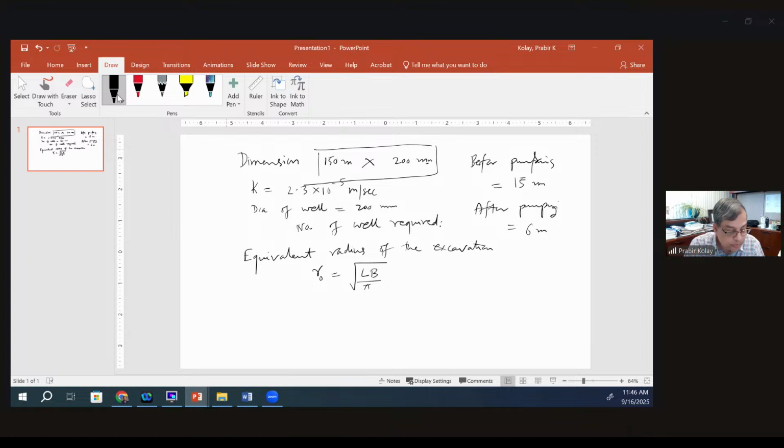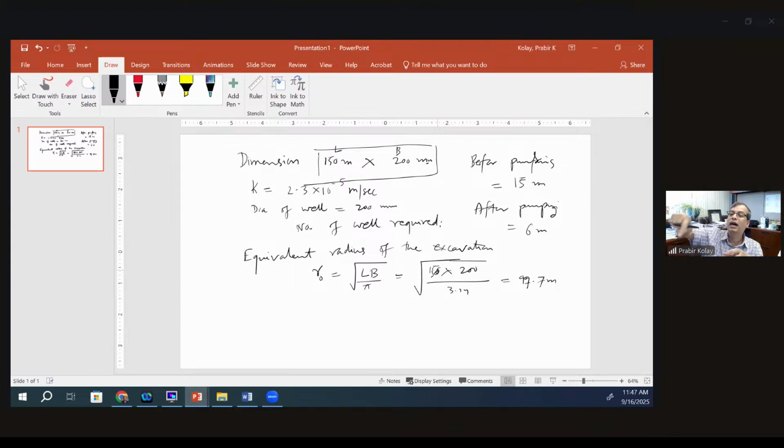So these are A and B, and easily you can calculate the equivalent radius. 150 times 200 divided by pi, which is 3.14, gives 97.7 meter. That is the equivalent radius.